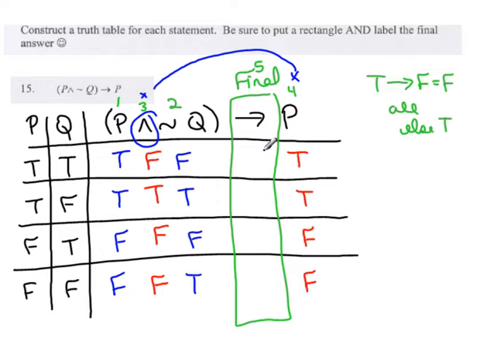Okay, so now what we want to do is look at the red columns and see, do we have a true on the left and a false on the right? If we do, then it's false. If not, it's true. We see the only true we have here, and it's not a false over here, so that means all of them are true.